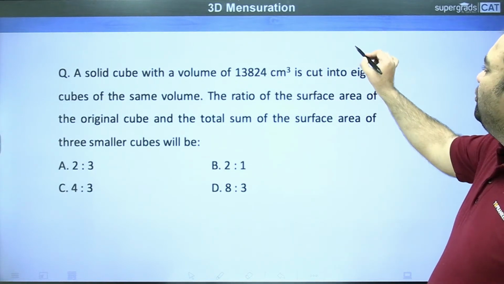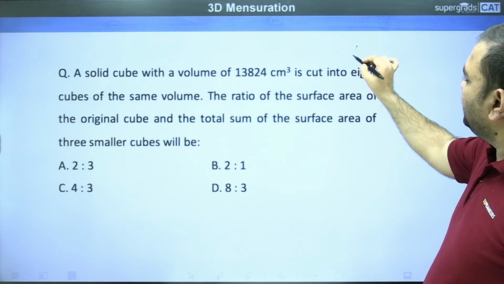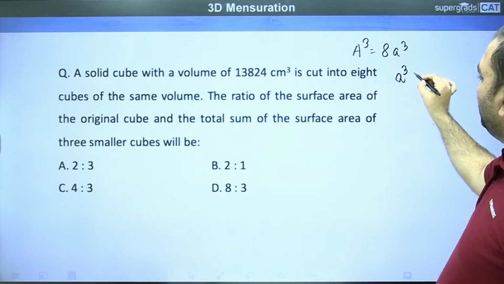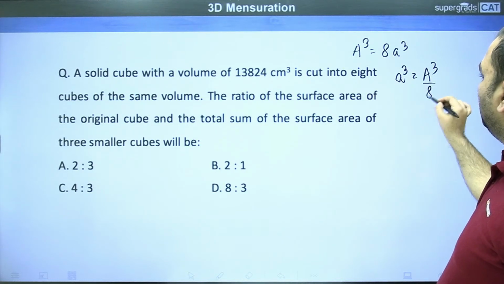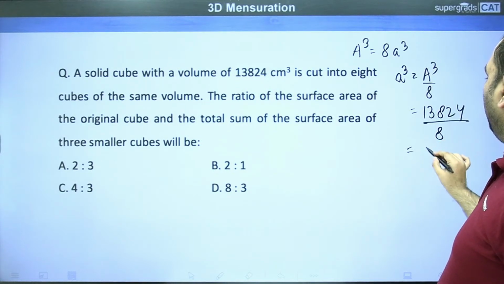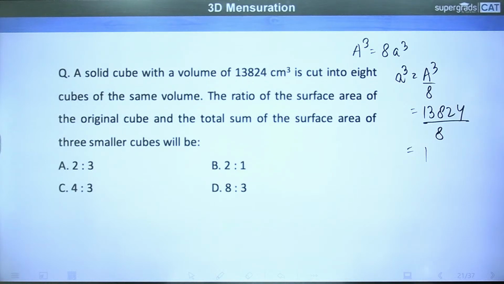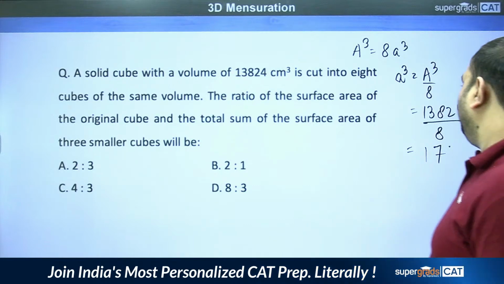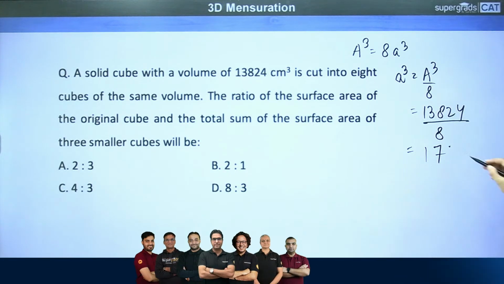बड़े क्यूब में से 8 क्यूब काटे हैं. मान लो ये A क्यूब वॉल्यूम है, तो इससे आपने 8 स्मॉल क्यूब निकाल लिए. तो स्मॉल क्यूब आ जाएगा A क्यूब डिवाइड बाय 8. तो इट इज 13824 डिवाइड बाय 8. तो 8 1 जा 8, then it is 50, 8 7 जा 56, 22, 8 2 जा 16.